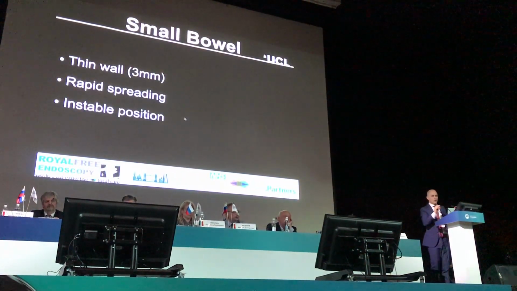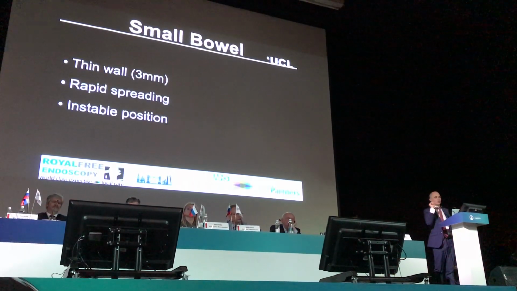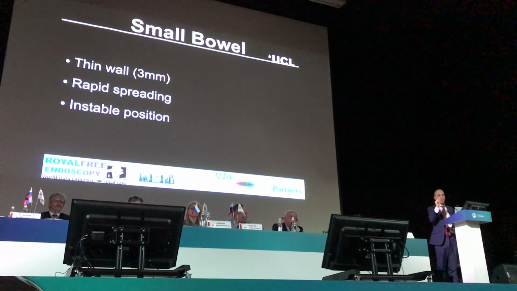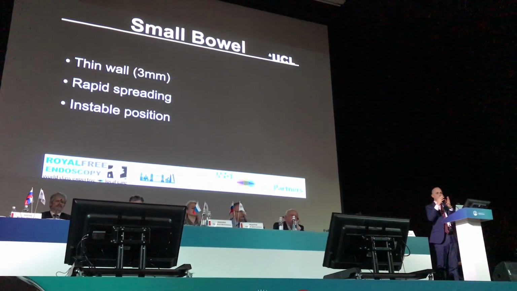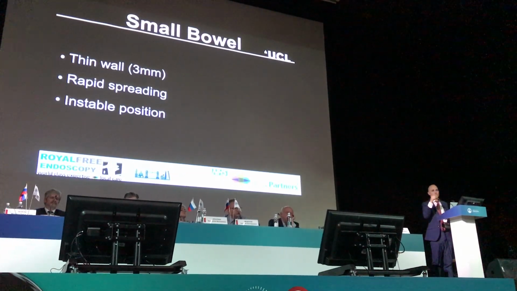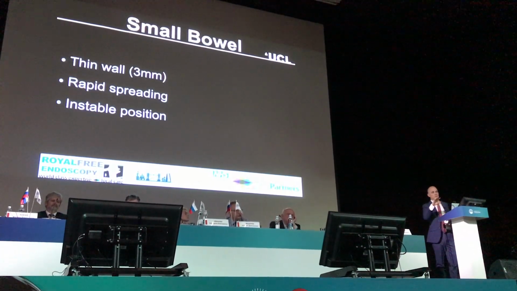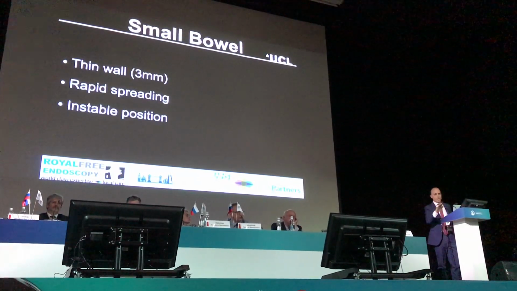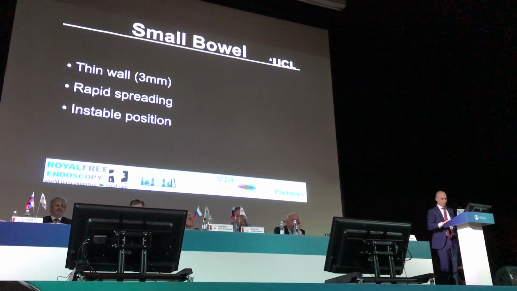Going forward, we also apply tattoo in the small bowel, but there is a big difference between the small bowel and the colon. The small bowel is a very thin organ. It's 3 millimeters in some parts, so as soon as you inject, the injection tends to spread very rapidly all over the wall. Also, when you go down with the endoscope, especially if you are quite deep in the small bowel, the position sometimes is not very stable, so you should find a nice and stable position before starting. Sometimes inflating the balloons helps you a lot.